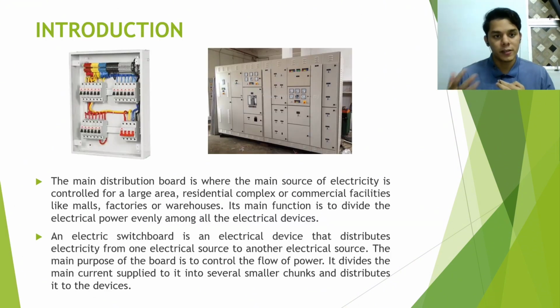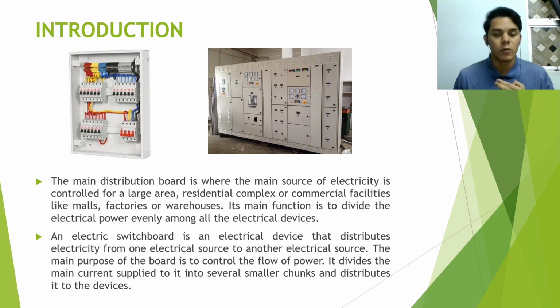Before we start, let me do the introduction for assignment 3. So what is DB? DB is the main distribution board, where the main source of electricity is controlled for a large area, residential complex, or commercial facilities like malls, factories, or warehouses. Its main function is to divide the electrical power evenly among all the electrical devices.